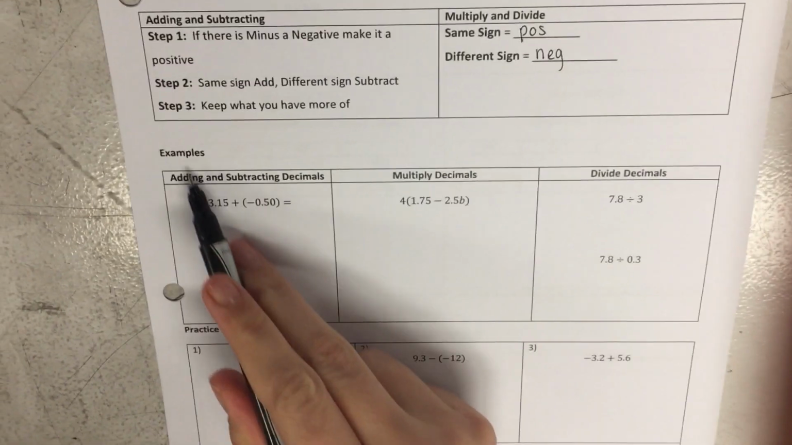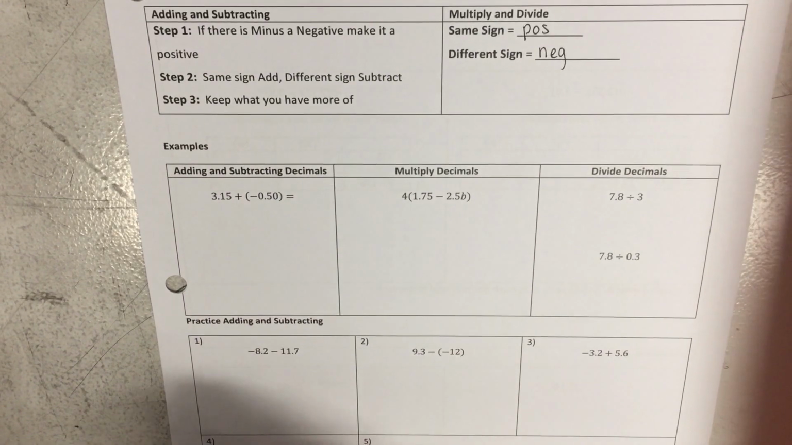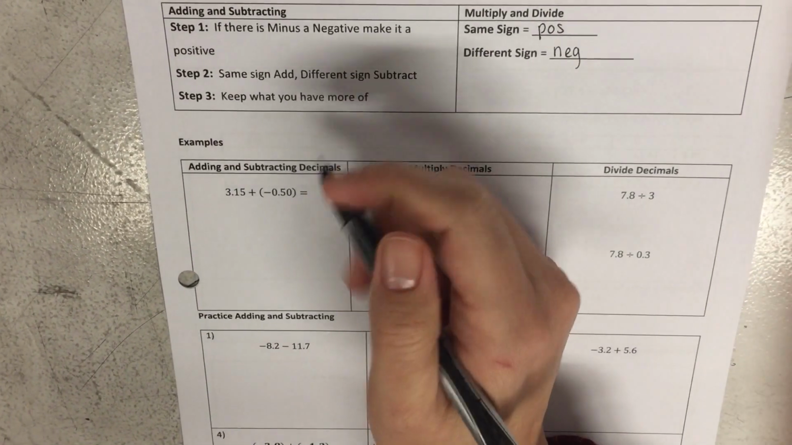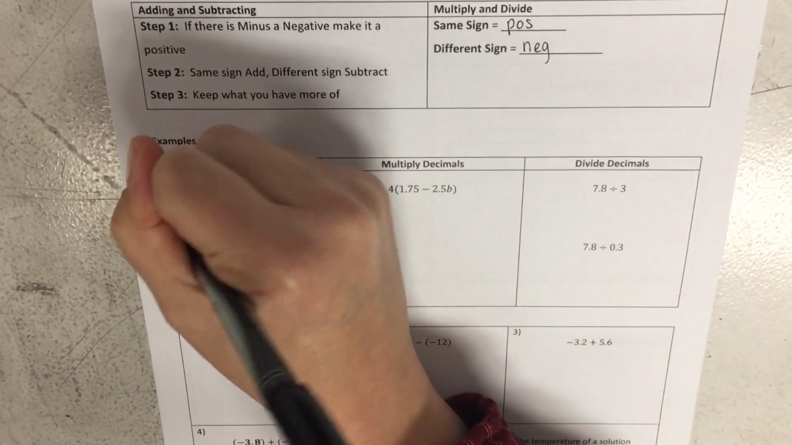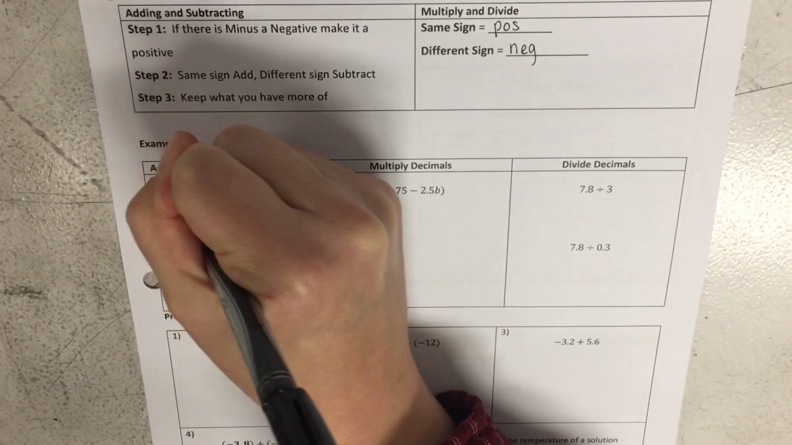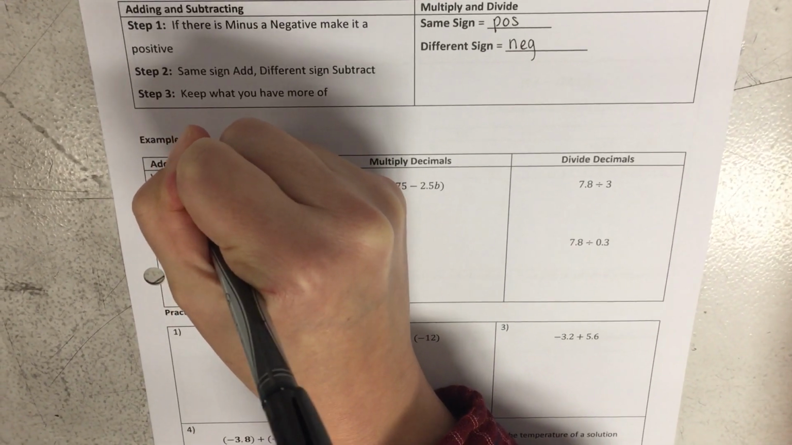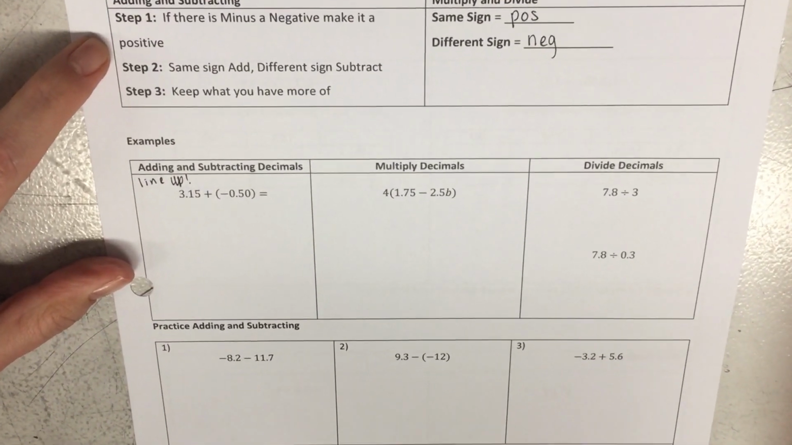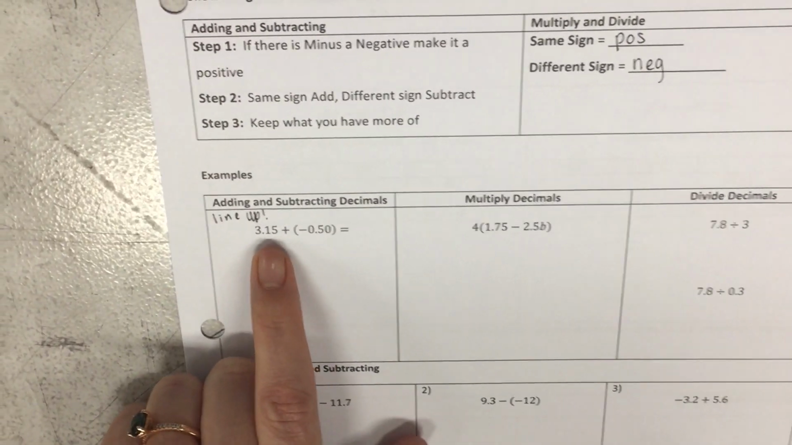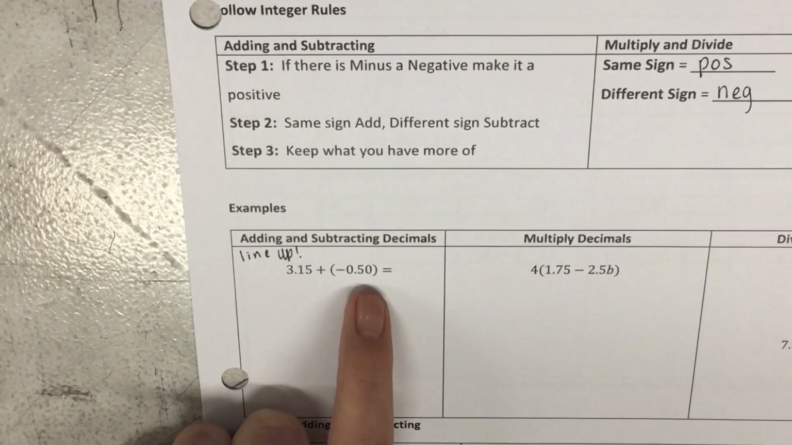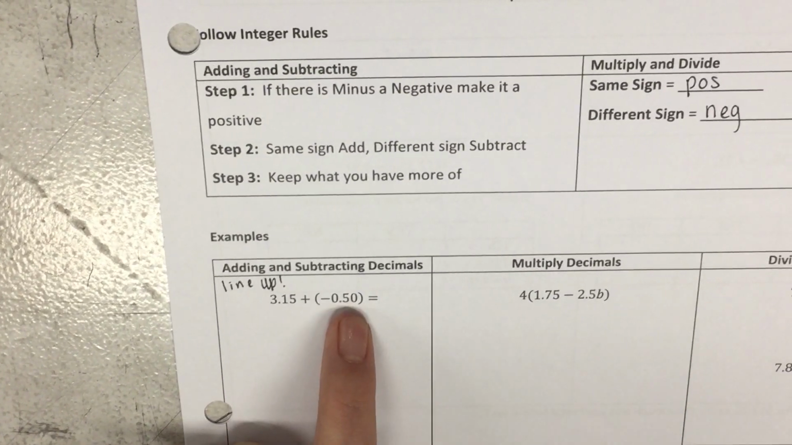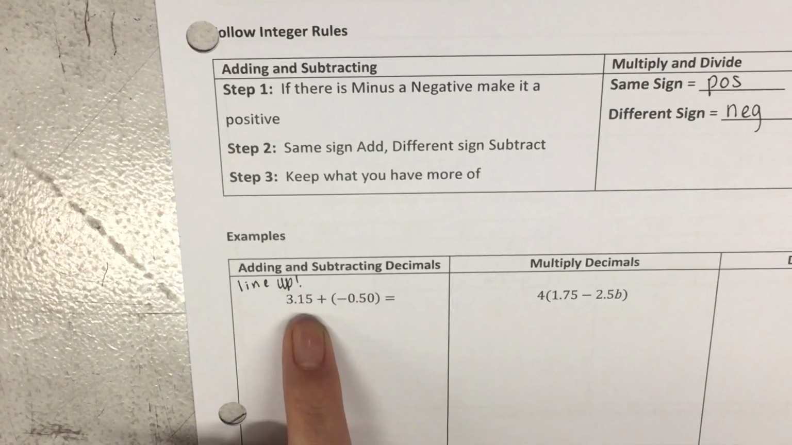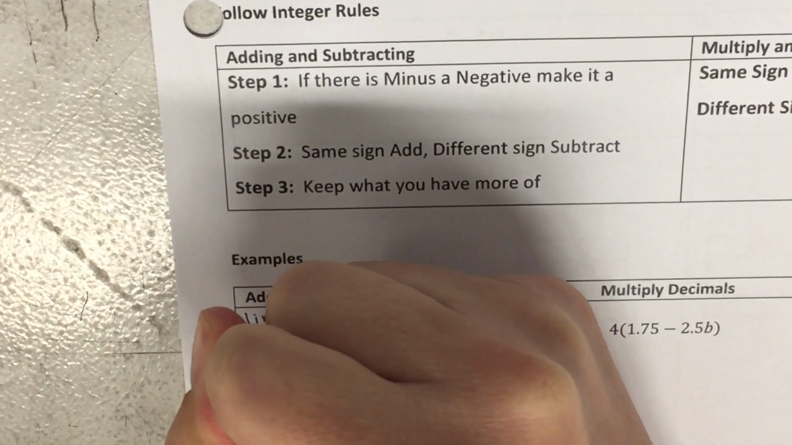So example number 1 is going to cover adding and subtracting decimals. The big thing for adding and subtracting is you need to line up your decimals. Then we also want to make sure that we're looking at our adding and subtracting rules. In that, what do we have more of? Do we have more positive numbers or more negative numbers? Positive. Good. So we know our answer will be a positive answer.